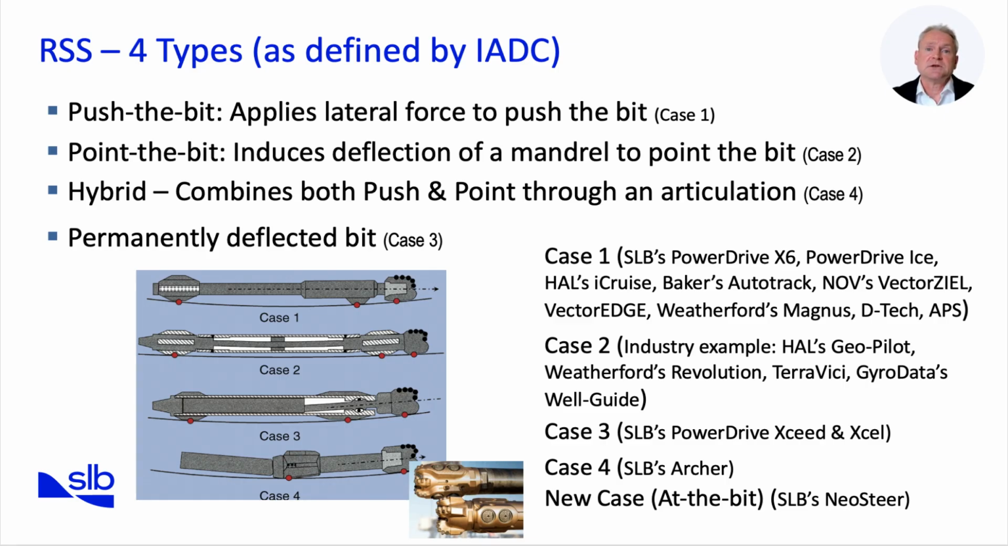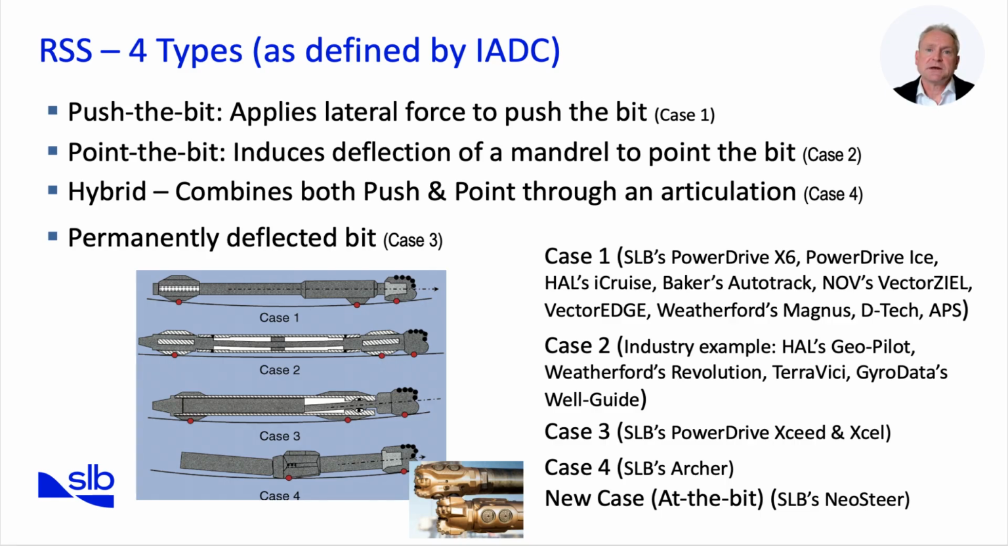The picture below shows the 4 types of RSS tools as classified by the IADC. Case 1 is the push-the-bit tools that cause deflection of the well path through side force, even if this results in bending of the tool body, as with auto-track. Case 2 is point-the-bit. These have a central shaft which is deflected, causing the bit tilt and therefore pointing the bit. Case 3 has a permanently deflected shaft which points the bit tool.